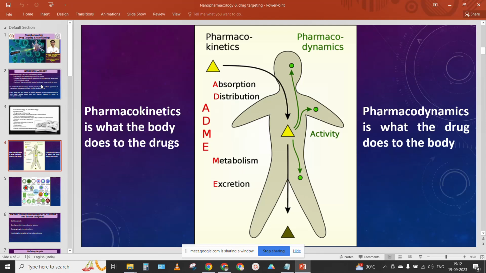Then there are two terms in pharmacology. One is pharmacokinetics and one is pharmacodynamics. Pharmacokinetics is what the body does to the drug, whereas pharmacodynamics is what the drug does to the body. In pharmacokinetics, there are the four terms ADME. ADME means absorption, distribution, metabolism, and excretion. This is the process of what the body does to the drug. And in pharmacodynamics, this is what the drug does to the body.